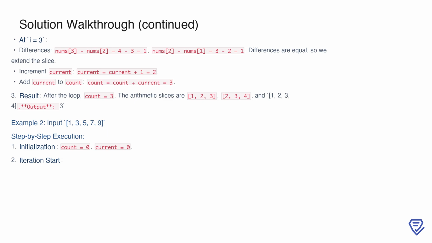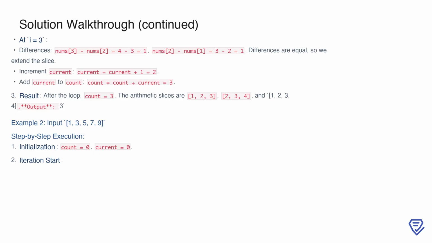The difference nums[3] - nums[2] equals 1, and nums[2] - nums[1] also equals 1. Since the differences remain equal, this extends the slice. We increment current by 1 again, so current now becomes 2. Adding this to count brings the total to 3.